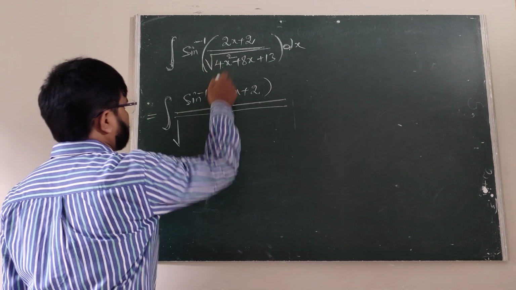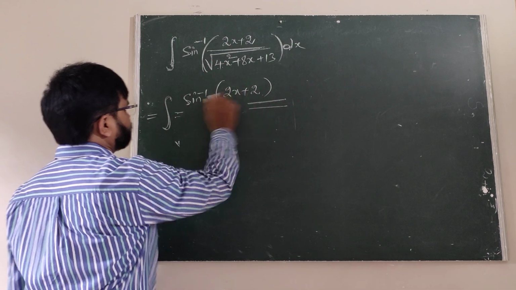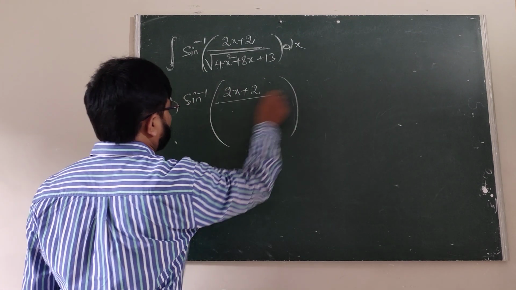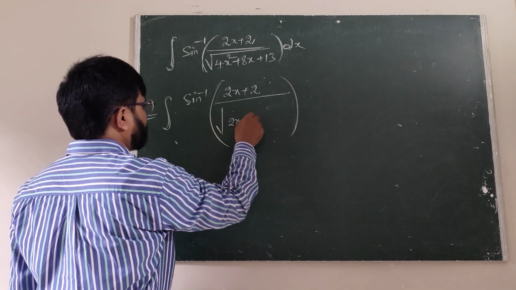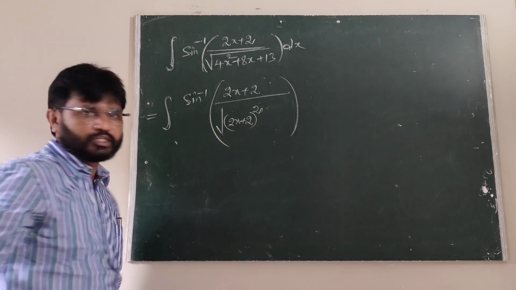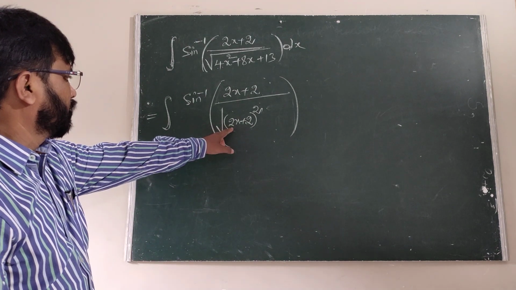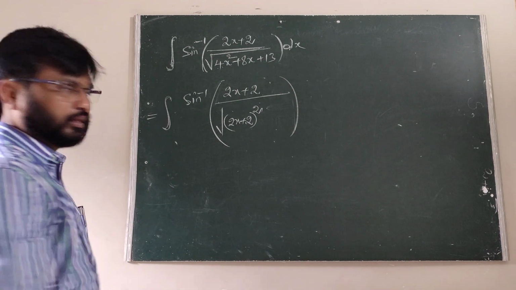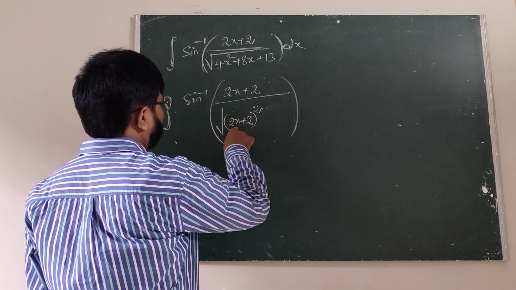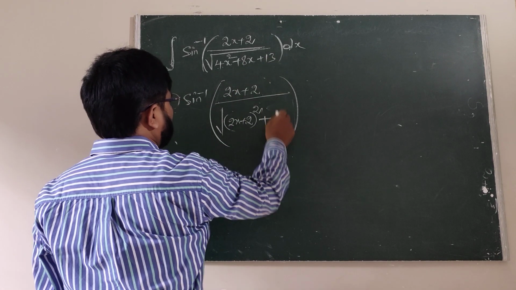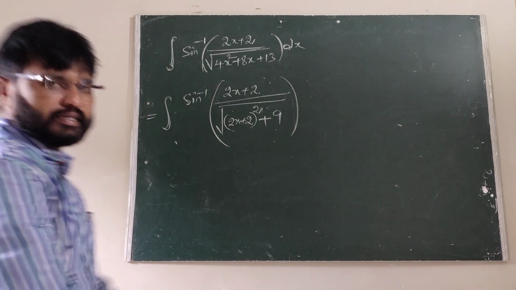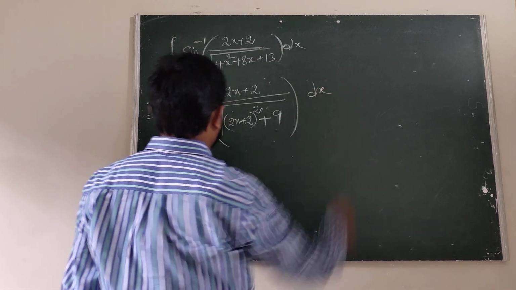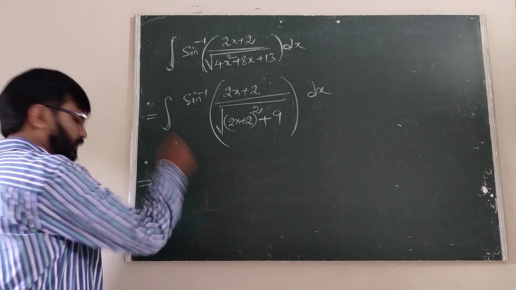under root of, first you can write this one. This is sine inverse of, now we can write this one. Now this is 2x plus 2 whole square. Is it clear? First you can write this as 2x plus 2 whole square. This is a square, which is 4x square. 2ab is 2 times 2 is 4, 4 times 2 is 8x. Now this is 9. 4 plus 9 is 13. Therefore into dx.